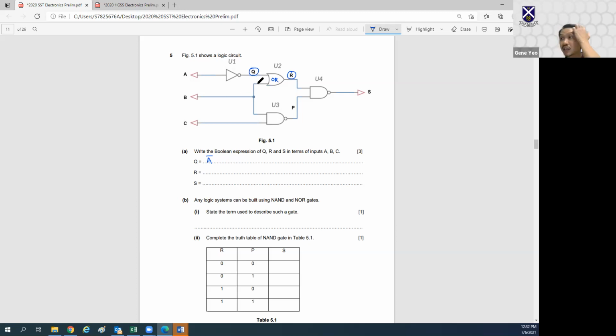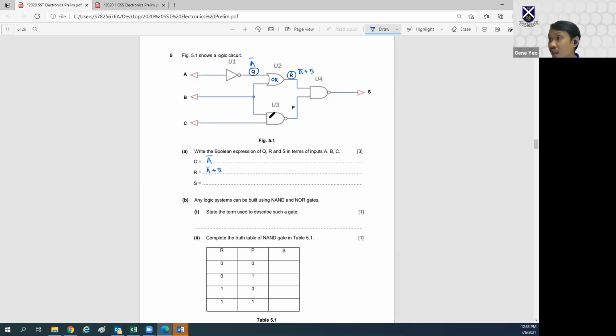Of course, we don't write it as Q because we want it in terms of A, B, C. So R is A complement, OR, which is a plus, B. Now let's look at S. They did not give P, so we need to find out what P is for ourselves.